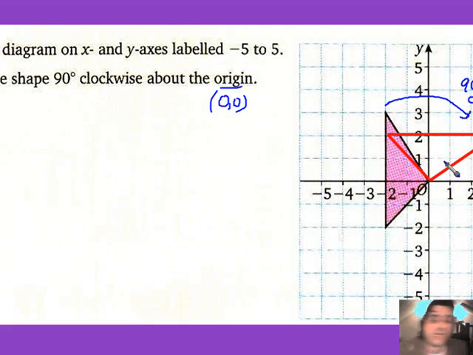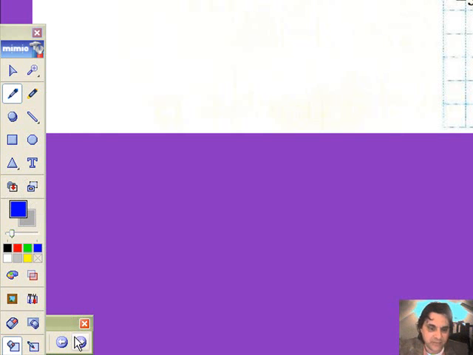It's very easy rotating about 0, 0, especially if one of the vertices of the shape is actually sitting on 0, 0, which it is right there. So it's really easy. Don't need tracing paper for that.